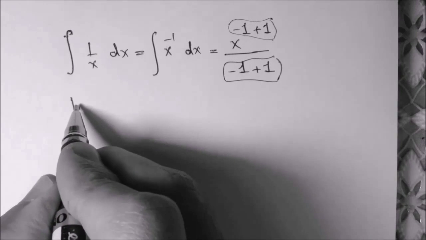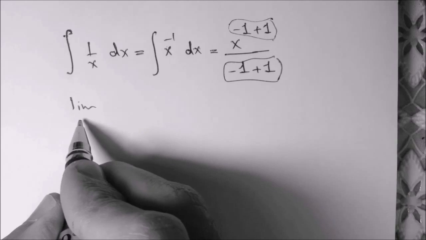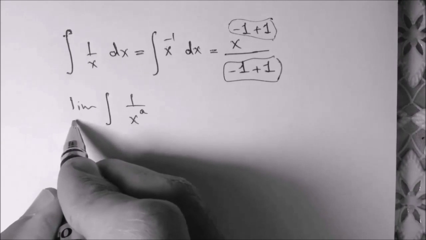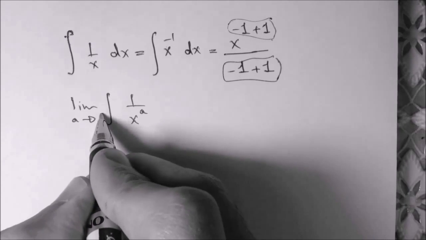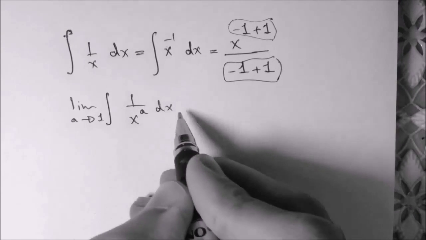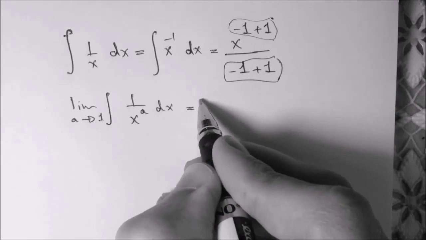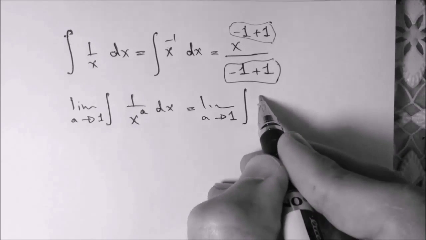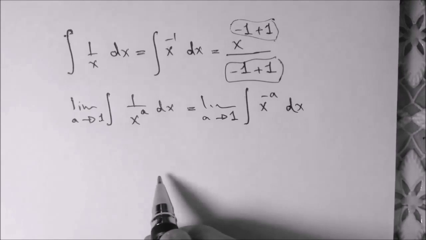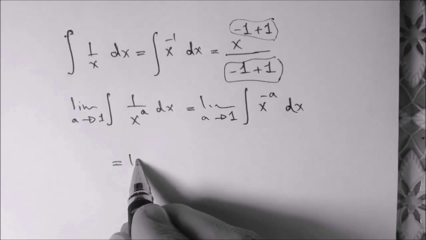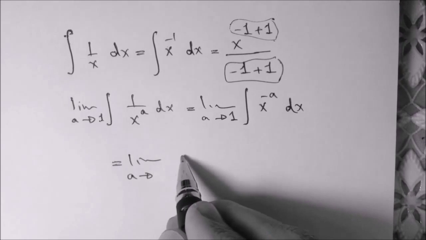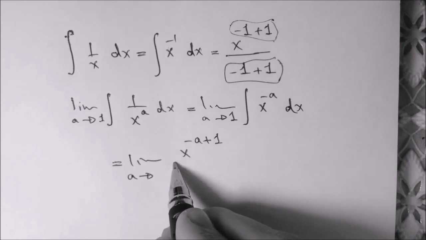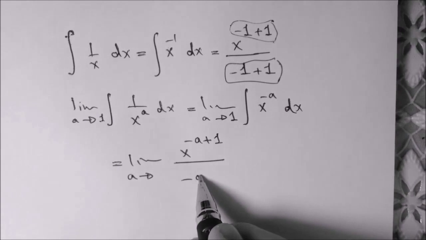We're going to take the limit of a function, integrating 1 over x to the power of a, and put the limit as a approaches 1, dx. Here, what do we have? Limit a approaches 1 for x to minus a dx. And the standard formula tells us that the result will be x to the power of minus a plus 1, divided by the new exponent, which is minus a plus 1.